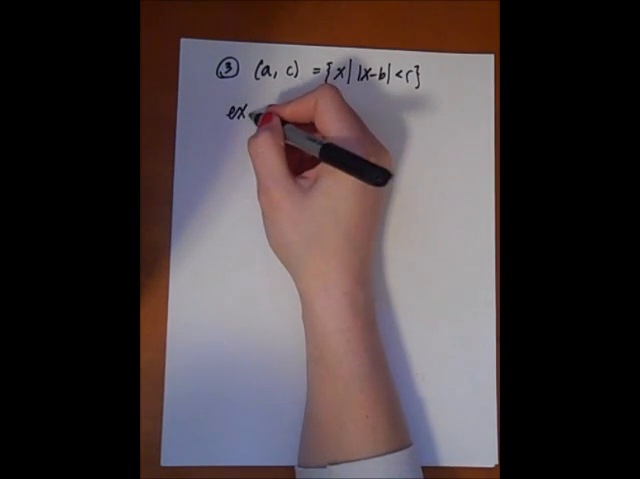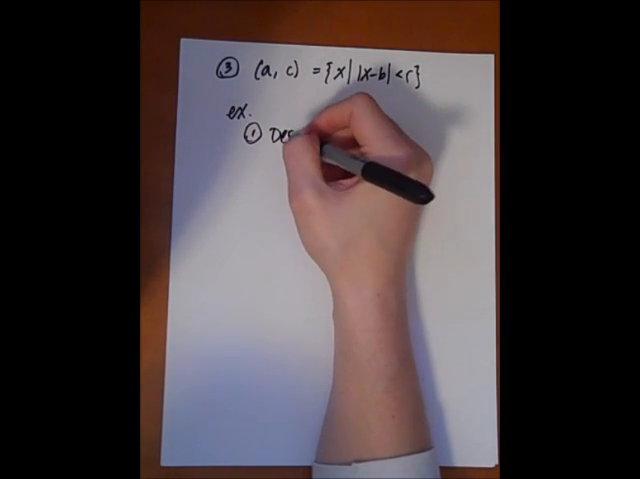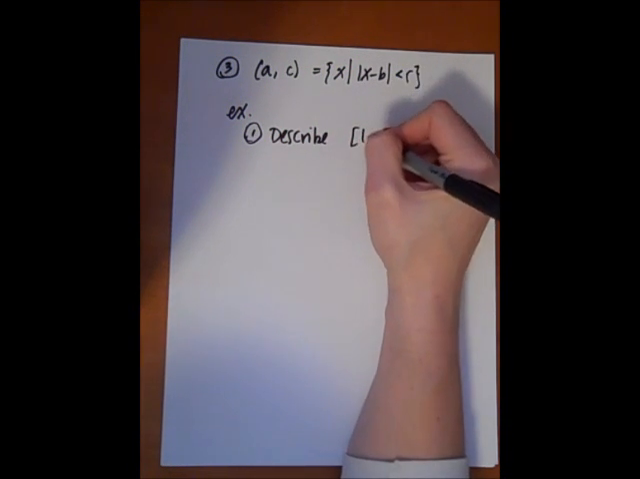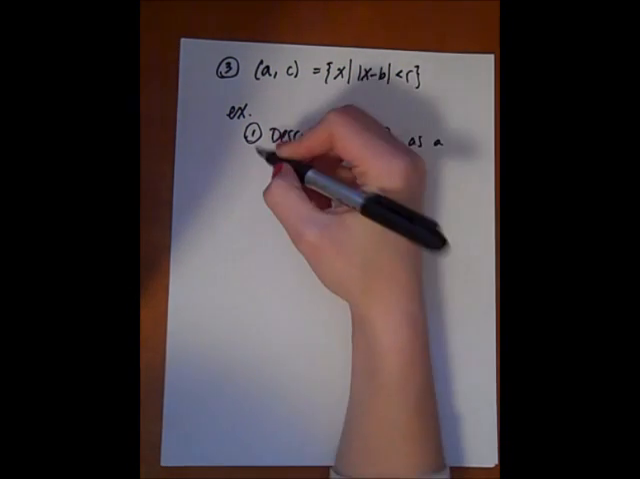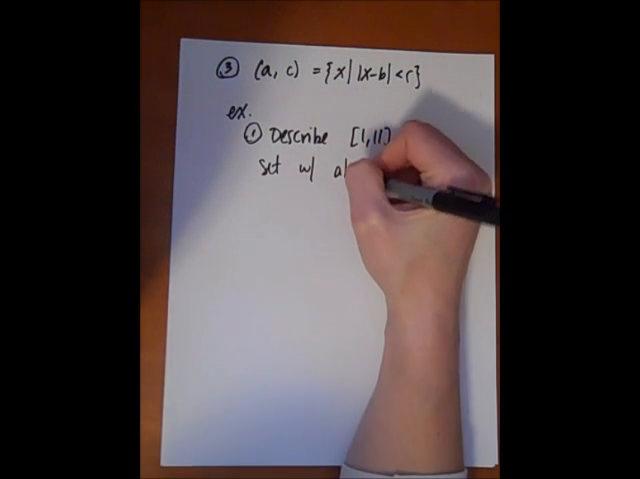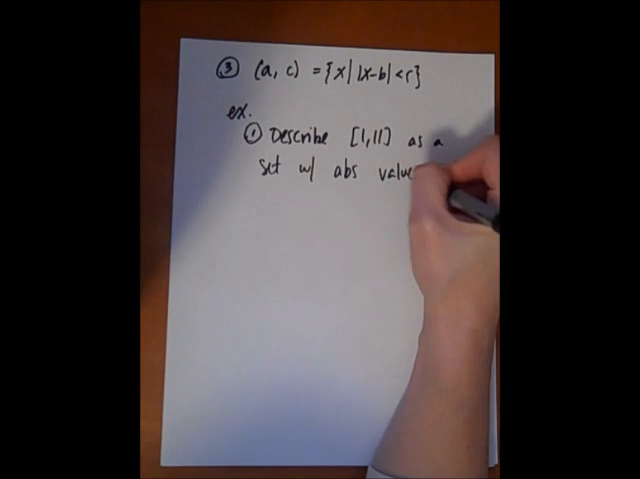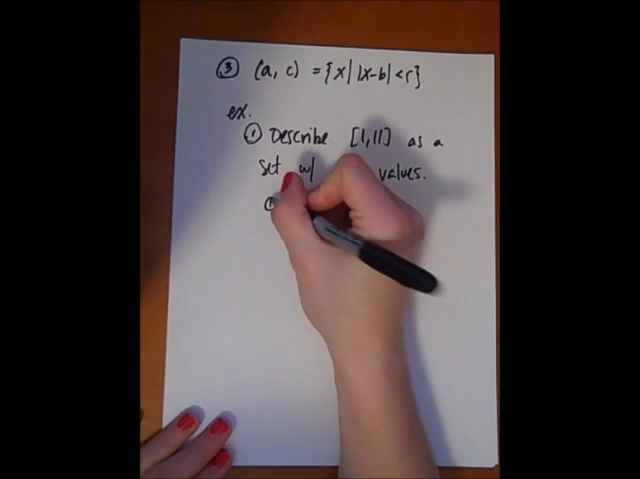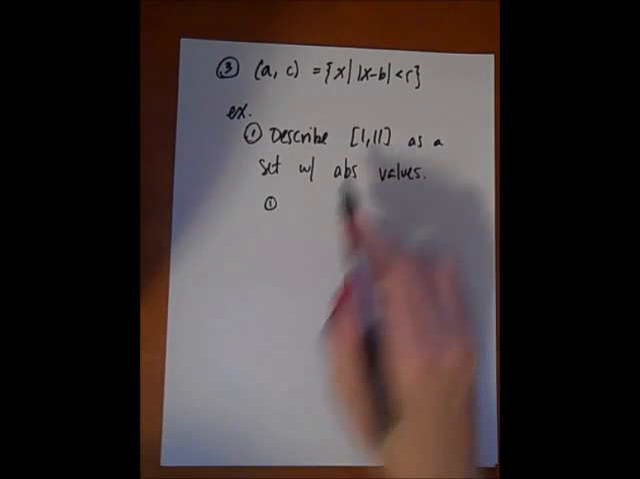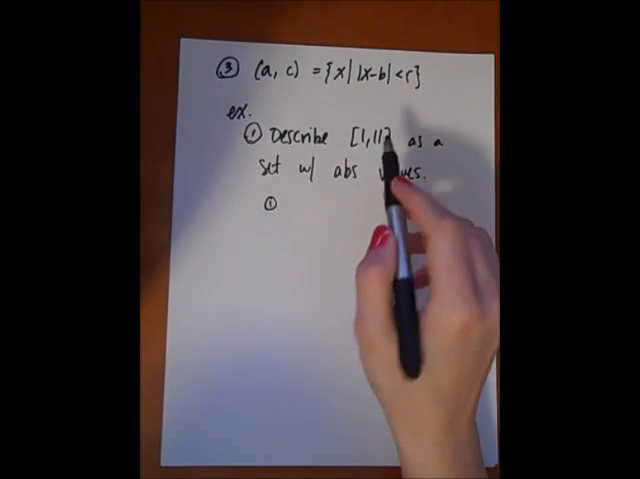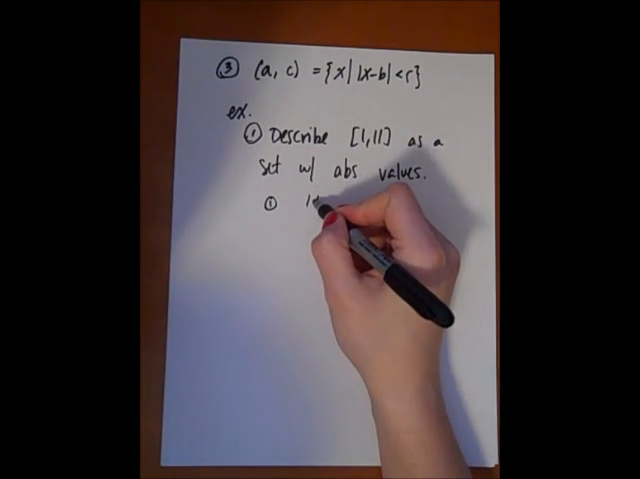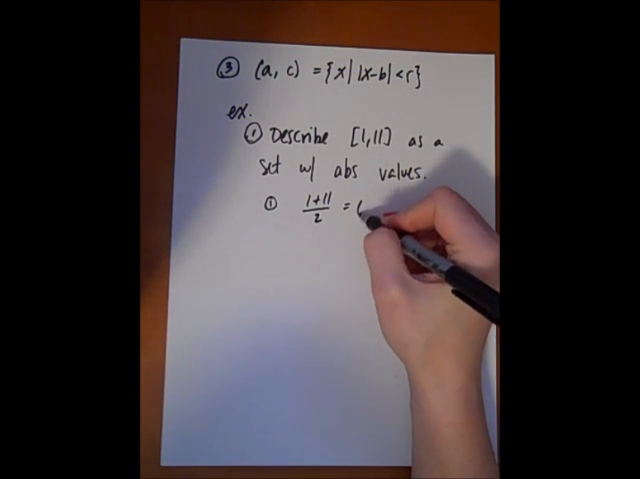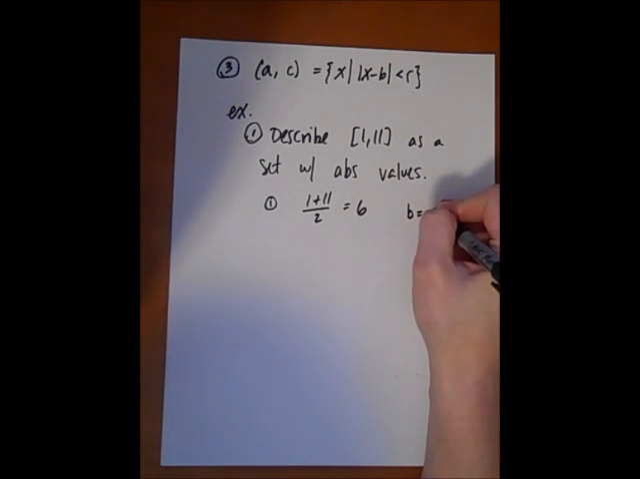So let's do a few examples. Example 1, let's describe the interval from 1 to 11 as a set with absolute value. Now, of course, I could describe this as a set of all x such that x was between 1 and 11, including 1 and 11, but let's say I want to have some absolute values. So first thing I'm going to do, put a little dot there, is find the center of the interval from 1 to 11. So what's in the center of 1 to 11? Well, that would be the average. So (1 + 11)/2 is going to be 6. So my midpoint is 6.